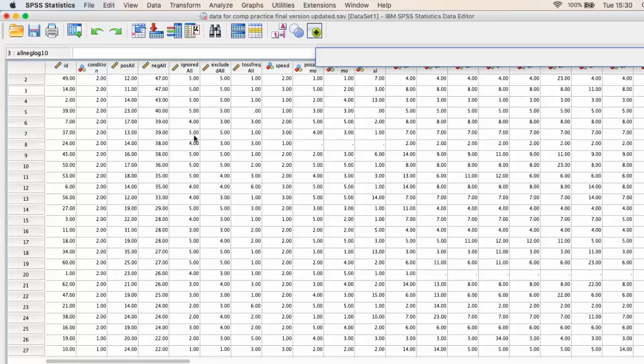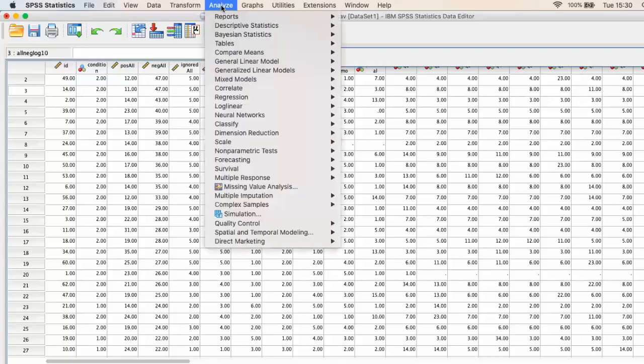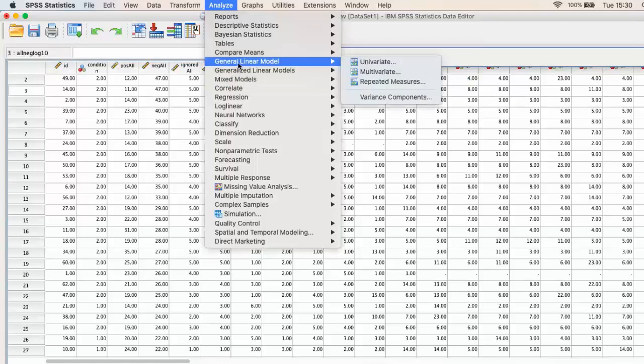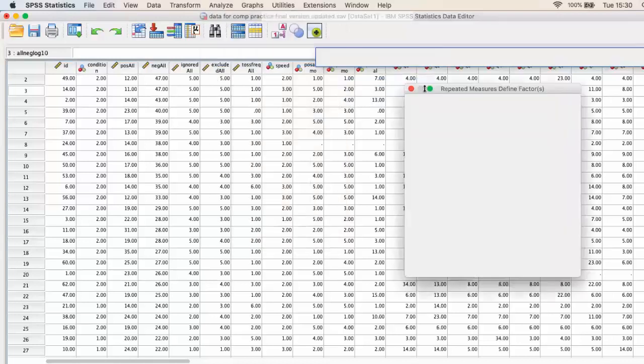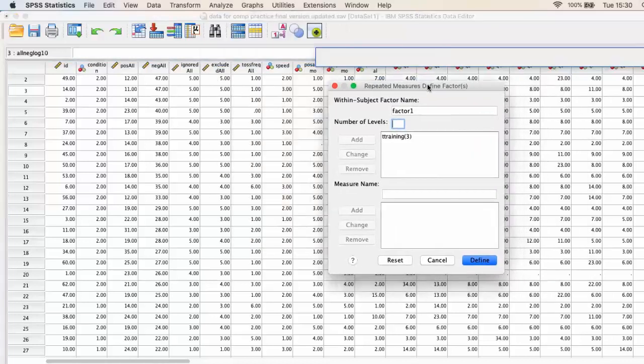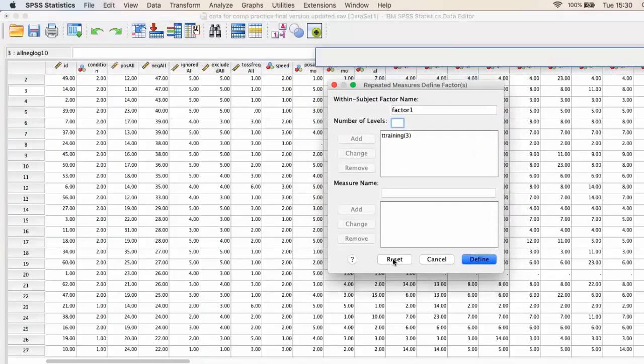So let's go ahead and do our own example of that. Here you go to Analyze, General Linear Model, and just click Repeated Measures. Because it's a mixed design, one of the designs is going to be within group, so we need to have one repeated measure. I'm going to hit reset for this one so we can see, because the process of getting your mixed design is a little tricky sometimes.